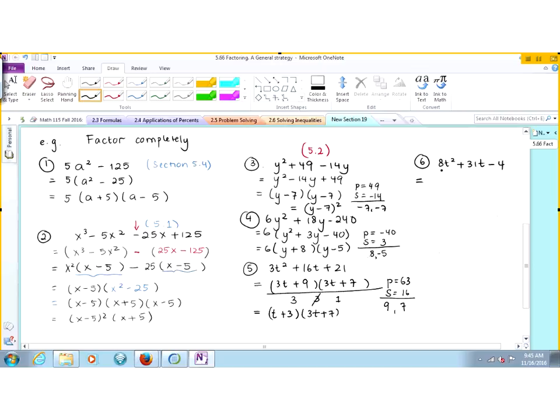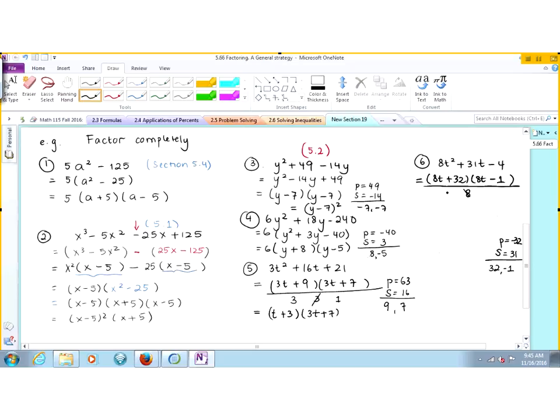Yeah. Now, what about number 6? 8p squared plus 31p minus 4. So AC method? Okay, so 8p divided by 8. Yes, good. So we need two numbers such that their product is equal to what? Negative 32. Yes, the sum is equal to 31. So what are the two numbers? 32 and 1? Negative 1. Yes. Plus 32 minus 1.